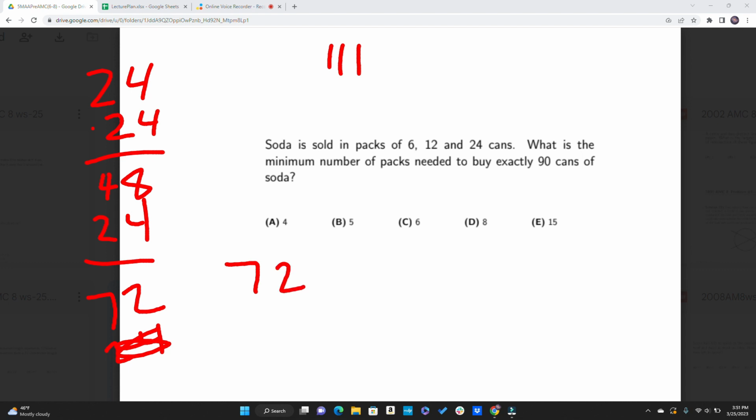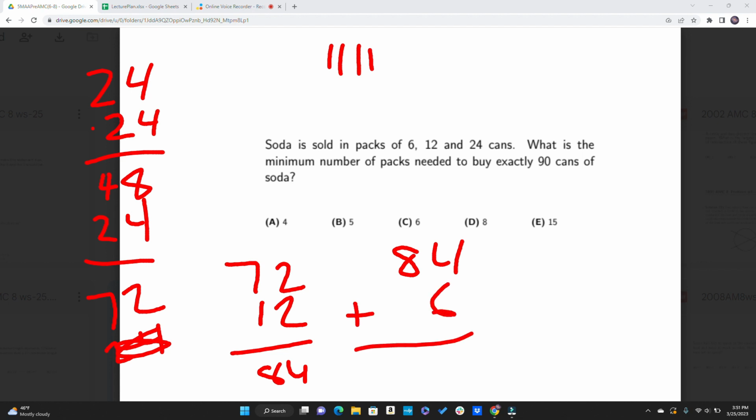Alright, so from 72, how can we get to 90 now? Well, what if we added 12, our next biggest size? 72 plus 12, that's 84. Now we're at 4 packs. Okay, and what do we need to add to 84 to get to 90? Well, that's 6. 84 plus 6 is 90. That's how we'll get to 90 cans of soda, and that took us 5 packs.